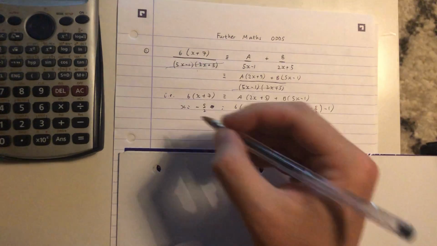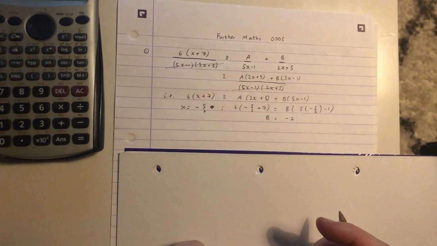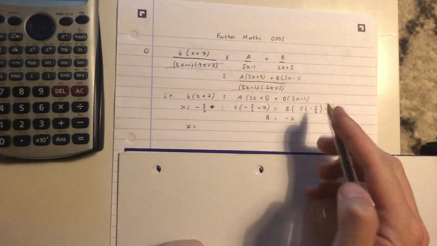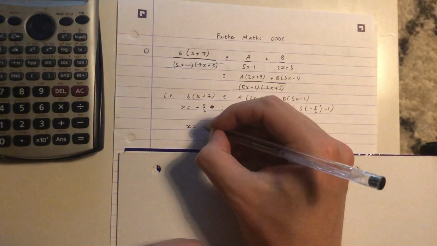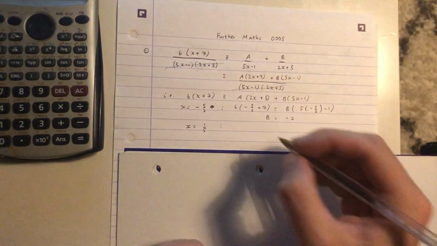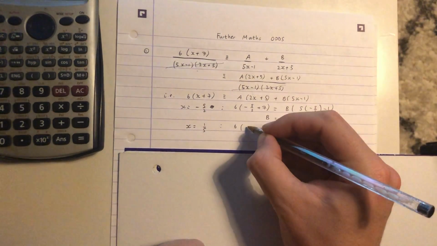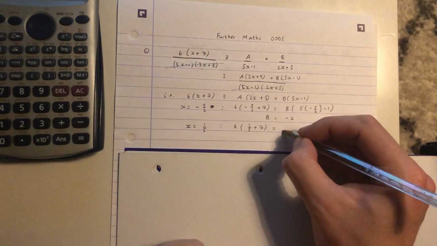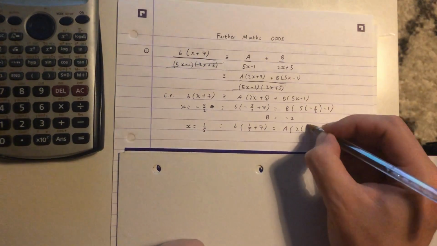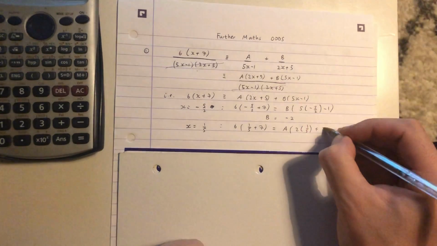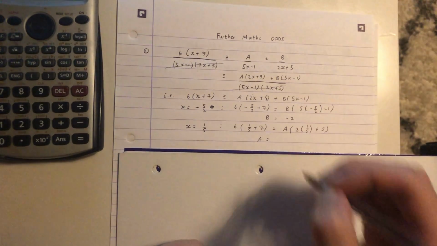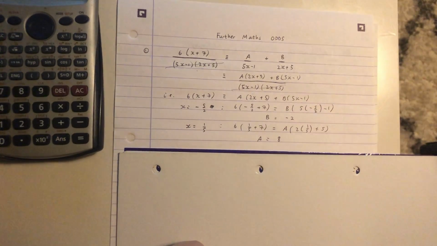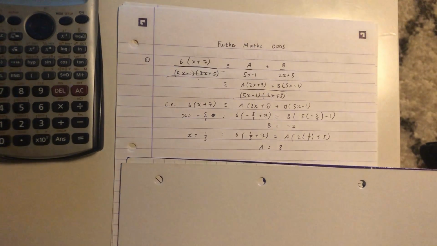And then if you do something similar but pick a good value for x to make this bracket 0, say a fifth, you get 6 brackets a fifth plus 7 is equal to a bracket 2 times 1/5 plus 5. If you make A the subject, you should get 8. And that would be it for question 1.